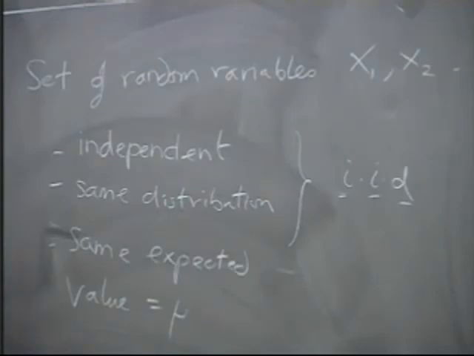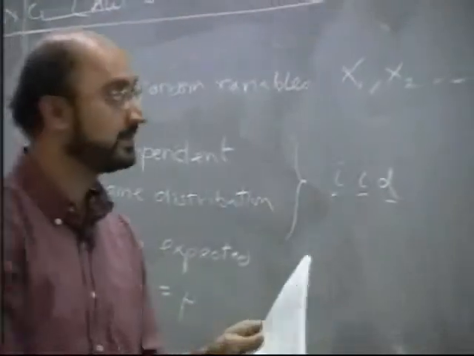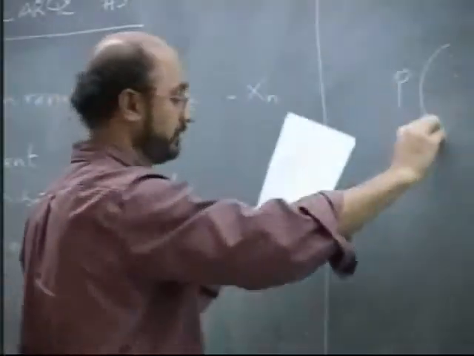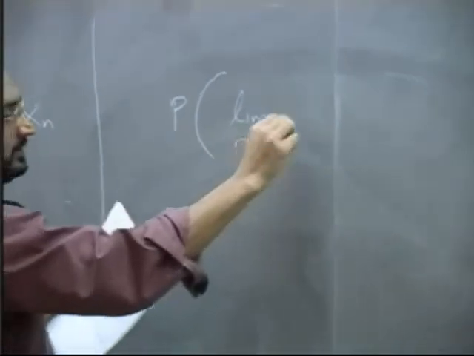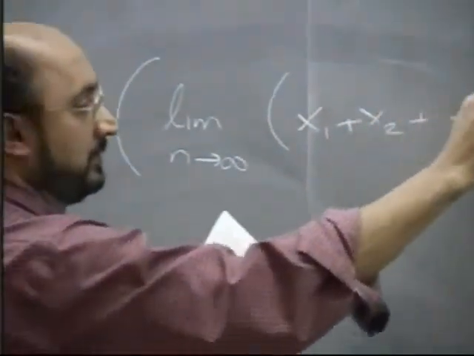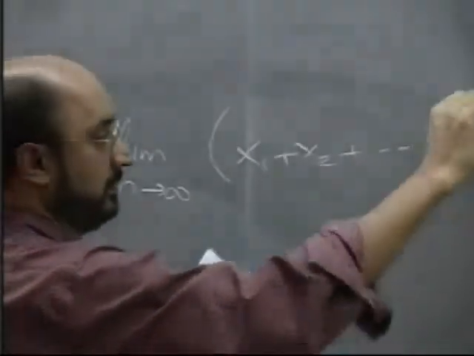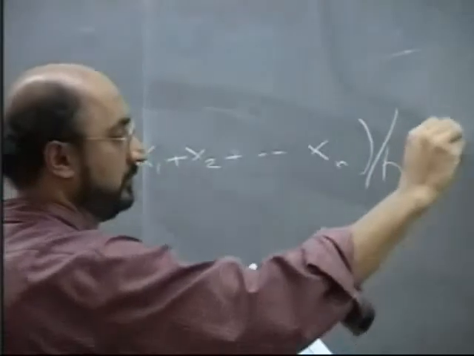Now, let me first state the theorem, and then I'll tell you one way of understanding it. The limit as n tends to infinity of (x1 plus x2 plus ... plus xn) over n equals mu, with probability 1.